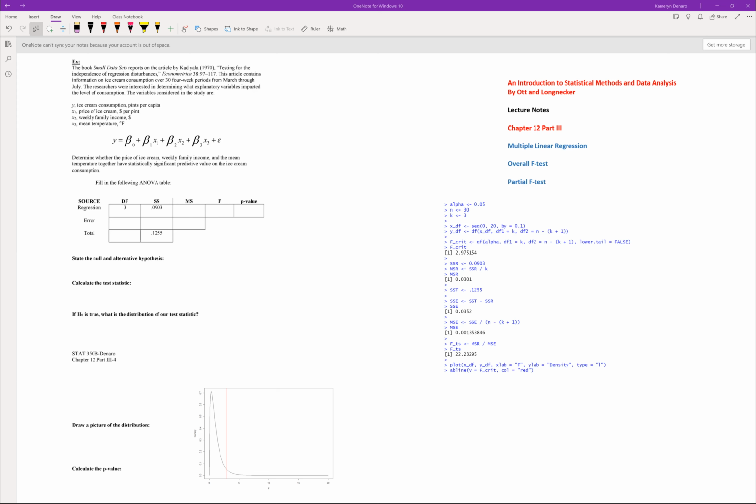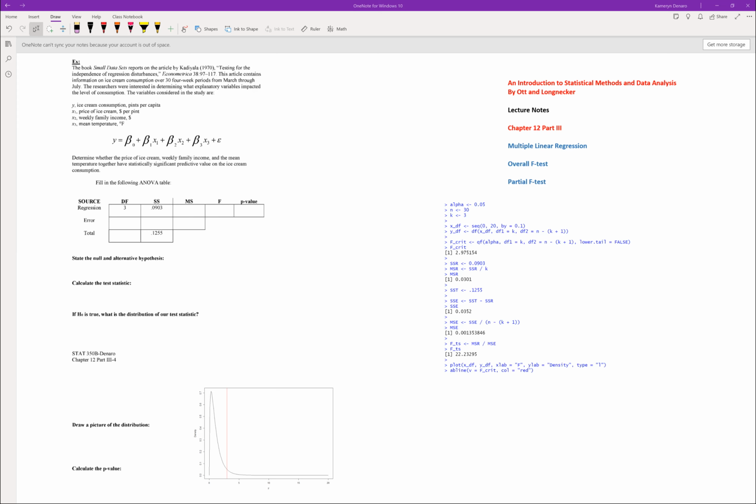The variables considered in the study are Y, ice cream consumption, in pints per capita; X1, the price of ice cream, in dollars per pint; X2, weekly family income in dollars; and X3, the mean temperature in degrees Fahrenheit. All right, we have the model Y equals beta 0 plus beta 1 X1 plus beta 2 X2 plus beta 3 X3 plus epsilon. We're going to determine whether the price of ice cream, weekly family income, and the mean temperature together have statistically significant predictive value on the ice cream consumption.